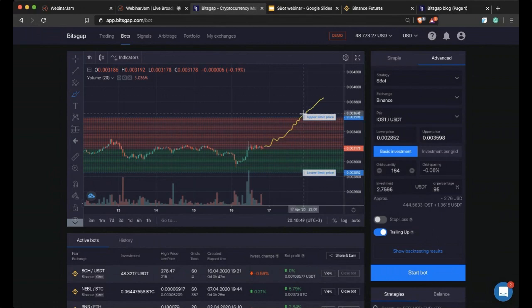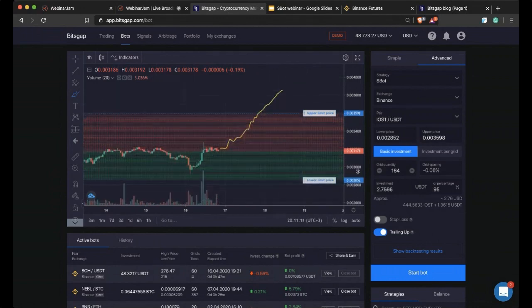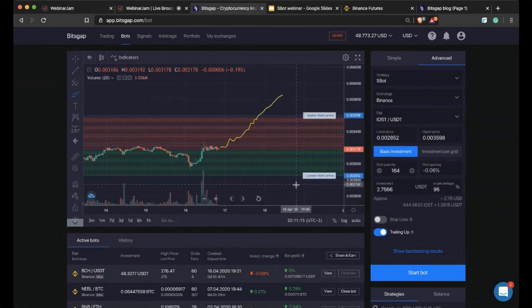But as Erwin said, if you assume that it will not reach the upper border, then you shouldn't use trading up. That's right. But in case you expect a tremendous price appreciation, then you should consider the trading up function because it will follow the price. And you want to follow the price because you want to maximize the profit and chase every possible price appreciation, right?